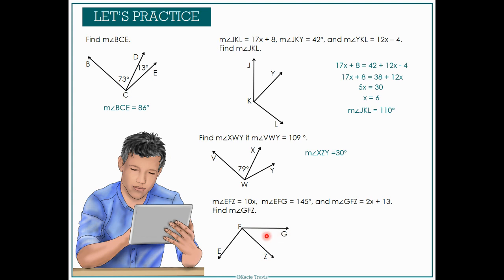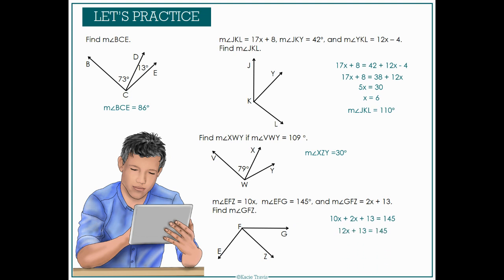Things that you can use to your advantage is just the information. I know that the whole angle that these two are inside of is 145. So whatever this angle is cannot be bigger than 145. Okay, that's a no-no. So let's go through and set up some stuff. I know everything adds up to 145, so I take the 10x and the 2x plus 13, set it equal to 145. I start combining my like terms.